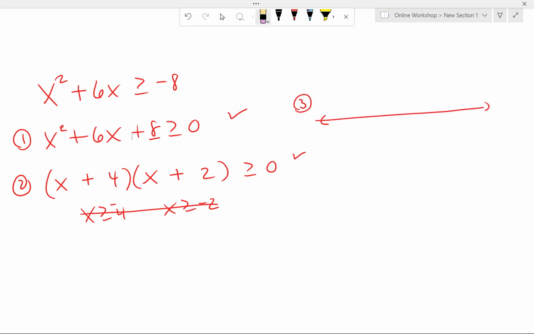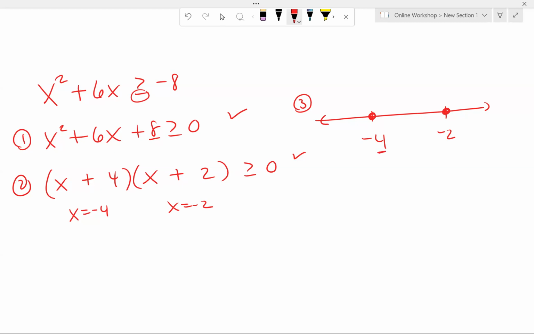What are your critical points? When each of these equals 0. -4, -2. So you put them down in the right order, from smallest to greatest. Because I have the equal to, I'm going to put closed circles here and here. And now I'm just going to do the number line test.